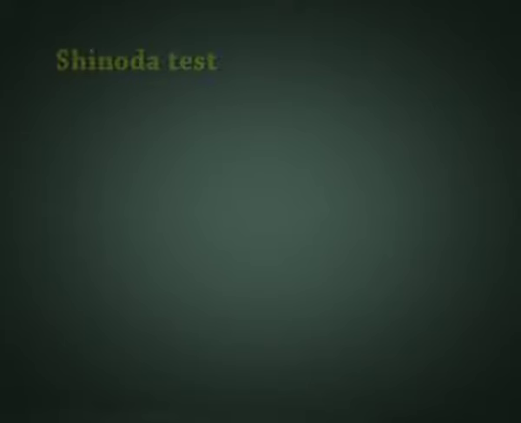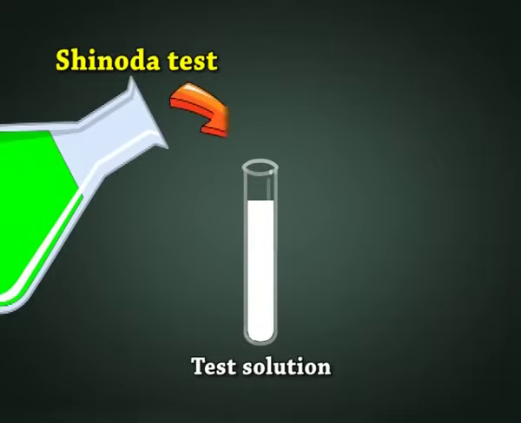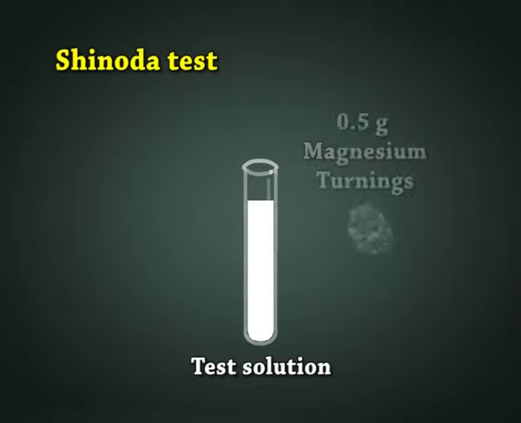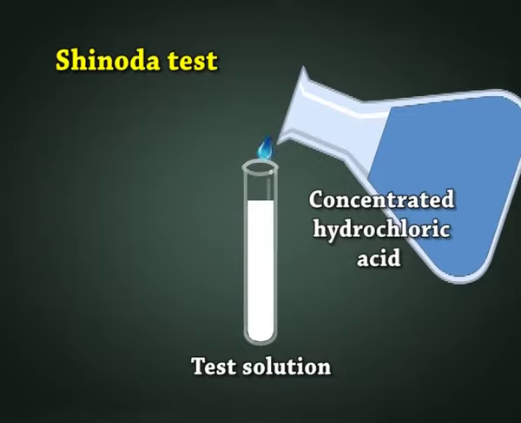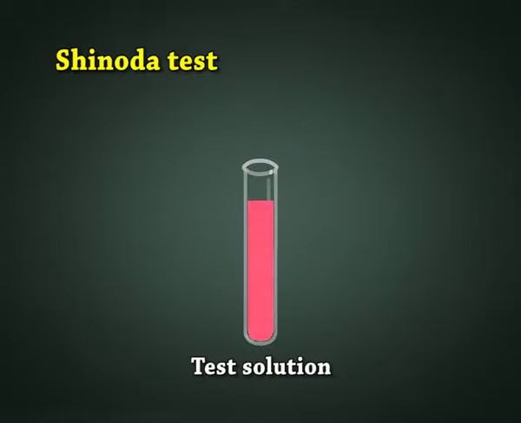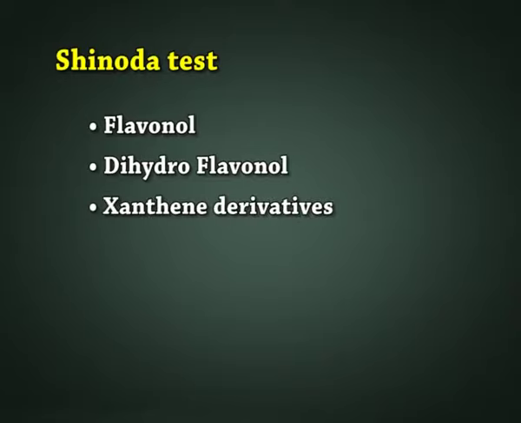in the plants. Let's first start with the Shinoda test, where we take the test solution. We have to add a few ml of 95% ethanol, then 0.5 gram of magnesium turnings and a little concentrated hydrochloric acid added drop-wise. If you find pink, scarlet, crimson red or occasionally green to blue color, that means the flavonoids are present. It suggests the presence of flavonol, dihydroflavonol or xanthone derivatives in the sample.